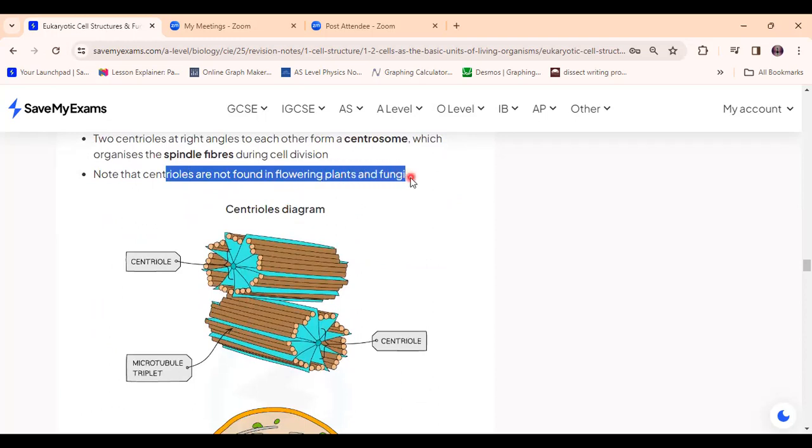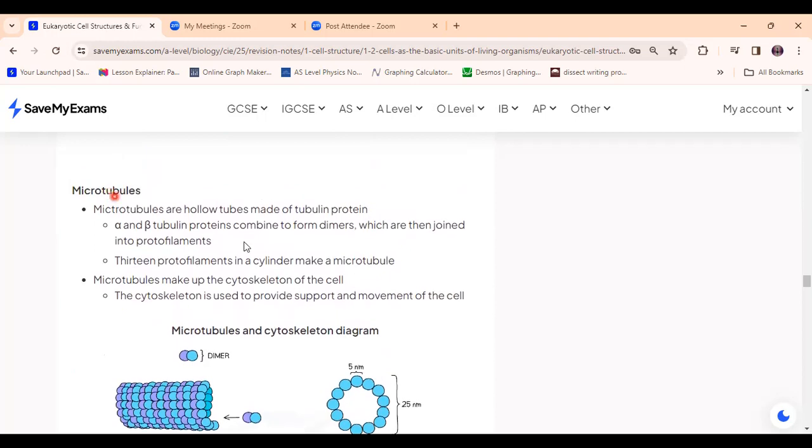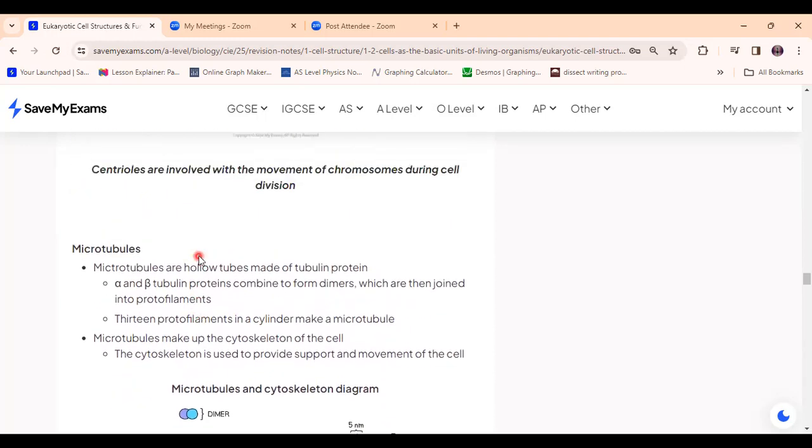Centrioles are not found in flowering plants and fungi. And now microtubules, that's something interesting you need to know. Microtubules are hollow tubes. Micro means small and tubules essentially means small tubes. So microtubules are small hollow tubes made of tubulin protein. Okay, they are made of the protein tubulin.